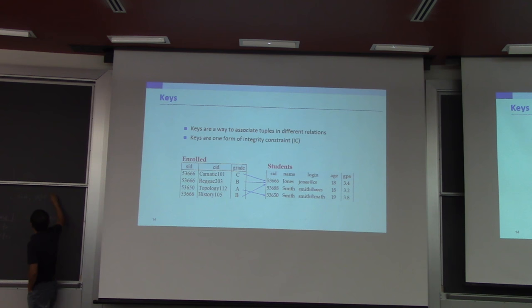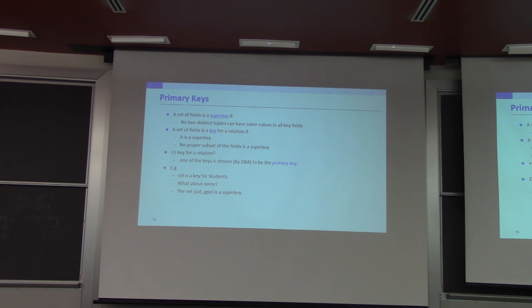Combined with age, combined with GPA, all of these are super keys. So you may have many, many super keys. Okay? Now what's the concept of key? So key is recursively defined: a key has to be a super key. By the way, obviously this is not a super key, right? Is this a super key? No, right? Because I can easily find two records who share the same name and same GPA. That happens all the time. So a key must be a super key to begin with.